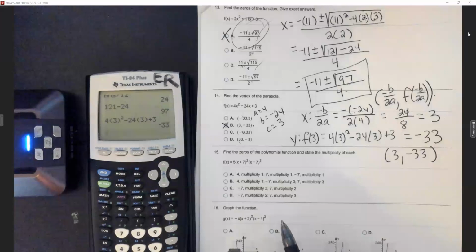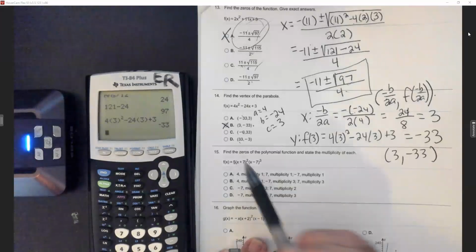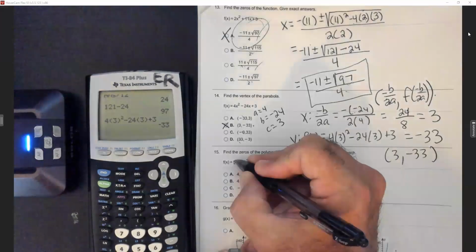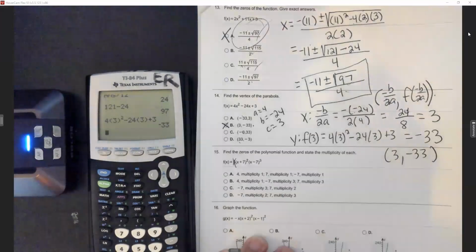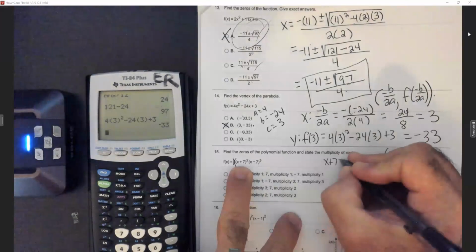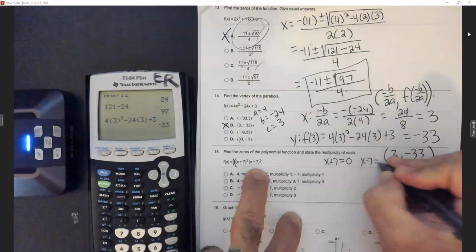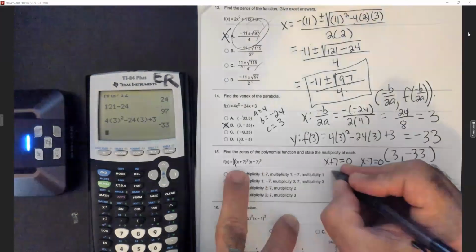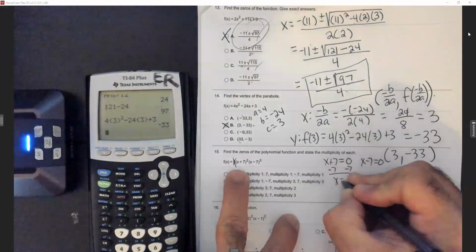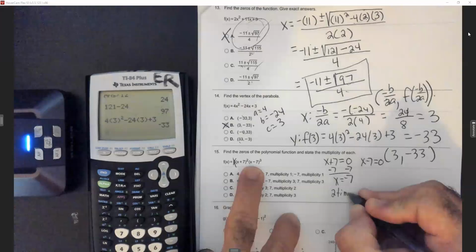All right, so 15, we're not worried about the numbers that don't have variables. So since 5 don't have a variable by it, you don't have to worry about it. But what we do got to do is find out what zeros we get when we set x plus 7 equal to 0 and x minus 7 equal to 0. So the first one, I would subtract 7, you can get negative 7. And that one happens 2 times. So that means the multiplicity is going to be 2.